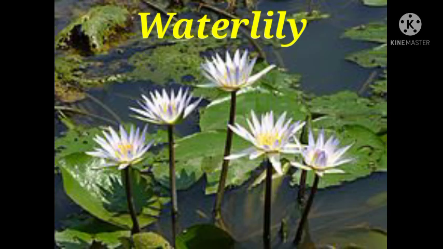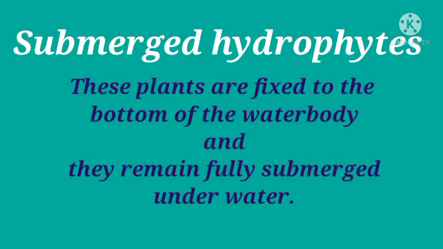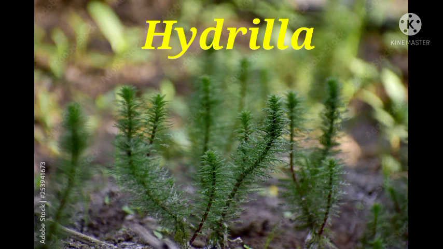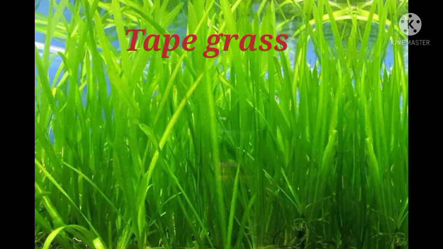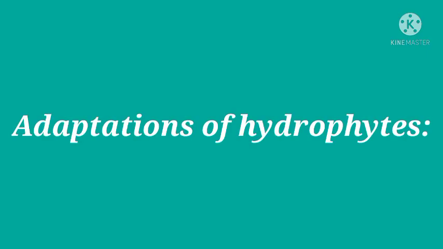Let's see about submerged hydrophytes. These plants are fixed to the bottom of the water body and they remain fully submerged underwater. Examples of submerged hydrophytes are hydrilla, vallisneria, pondweed, tape grass, etc. Let's see some of the adaptations of hydrophytes.